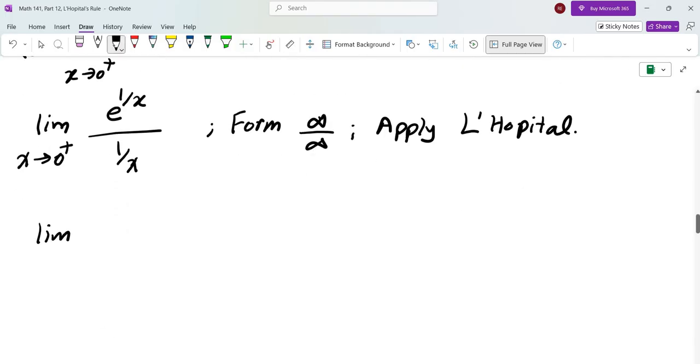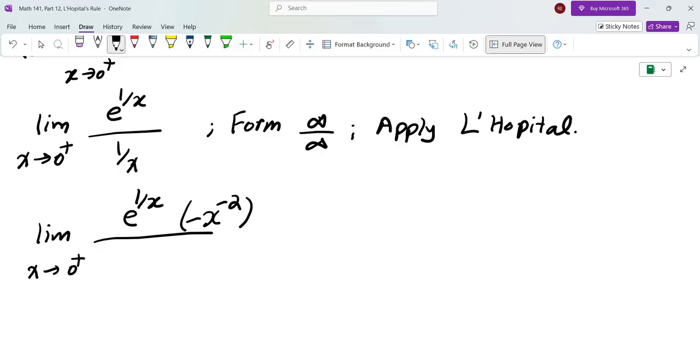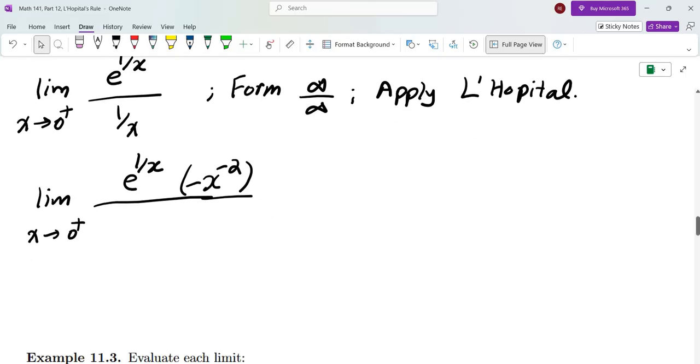So we get the limit as x approaches 0 from the right. We have e to the power of 1 over x. And then we have the derivative of 1 over x. Derivative of 1 over x is negative x to the power of negative 2, because 1 over x is x to the power of negative 1. And same thing for the bottom, negative x to the power of negative 2.